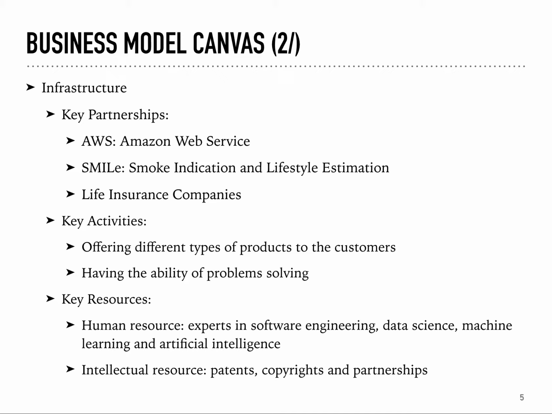And the last ones are key resources. To start with, Lapetus Solutions needs great human resources, which are experts in software engineering, data science, machine learning, and artificial intelligence to build reliable products and design proper products for different needs. Besides, they also need some intellectual resources like patents and copyrights to protect their rights and products.